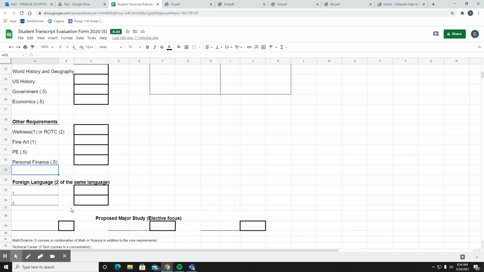For foreign language, you have to have 2 of the same language before you graduate. So that's going to be Spanish 1 and Spanish 2, French 1 and French 2, German 1 and German 2 are the ones that we offer.